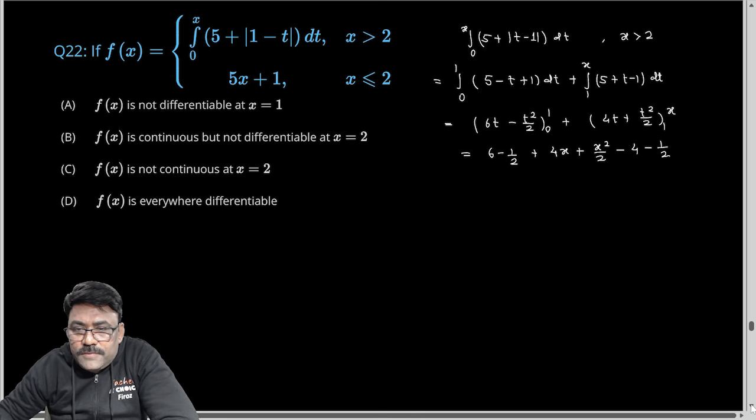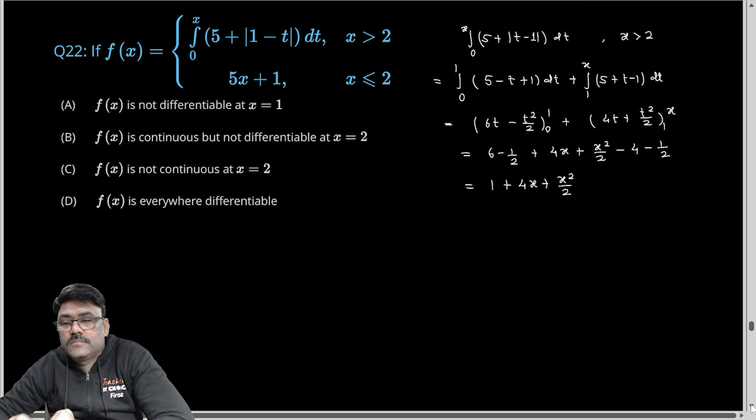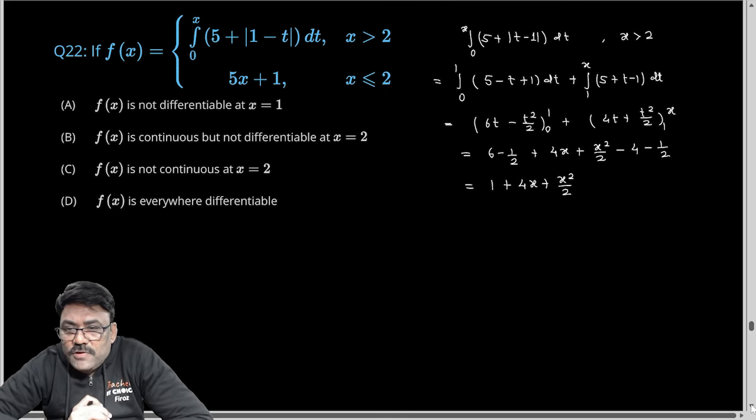So now I'm getting what? I'm getting 6, and for 2 minus 1, minus half is minus 1. So it is 1 plus 4x plus x square by 2. 6 minus 4 is 2, minus half minus 1. Half is minus 1.